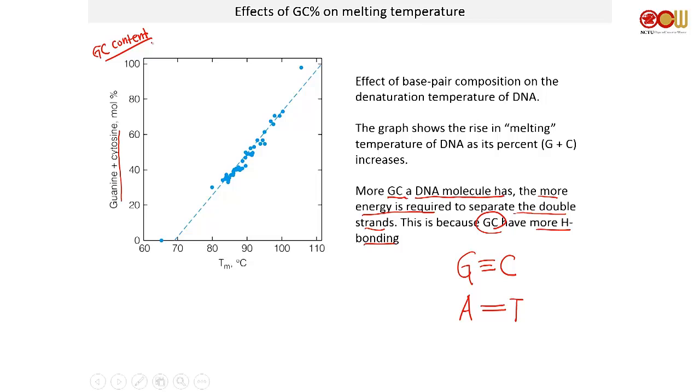Okay, GC content. And then this is the melting temperature. You can go from 0 to 100, and obviously you see how the TM increases with the GC content. So GC content of 40 gives you a TM of 80 something. GC content of 60 gives you a TM of 90 something. So the more G's and C's you have, the higher the TM.